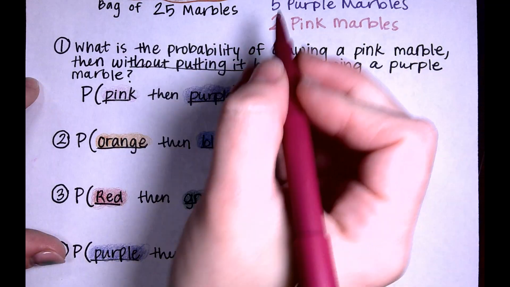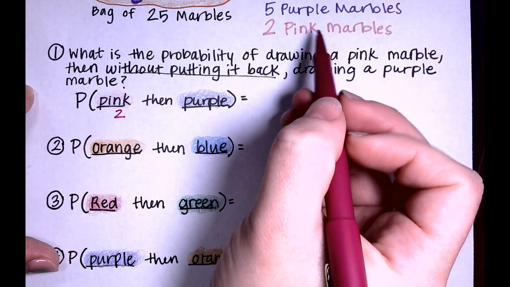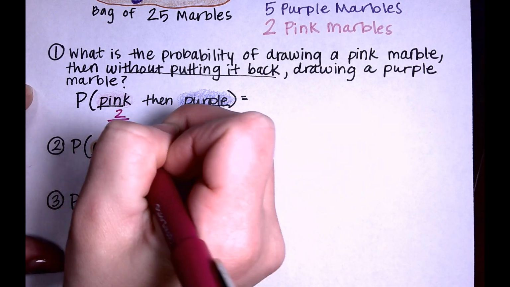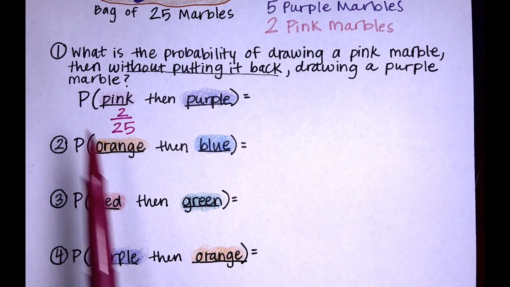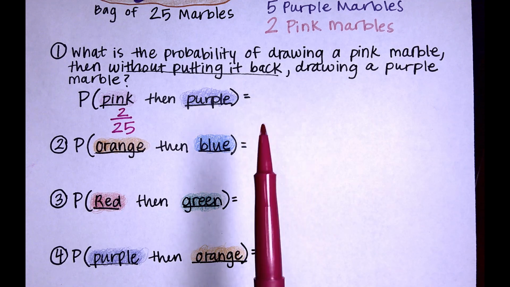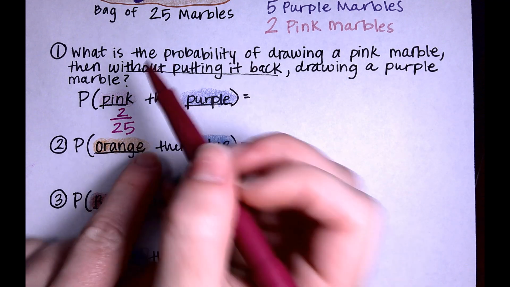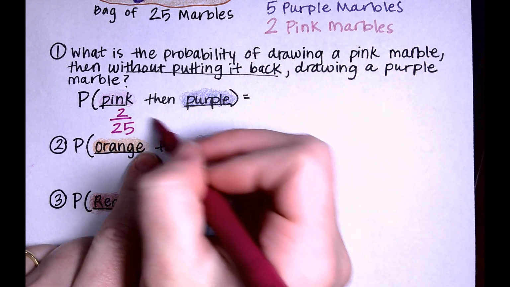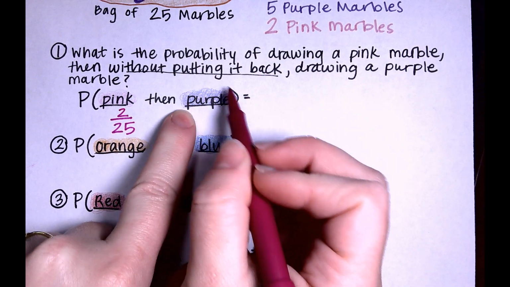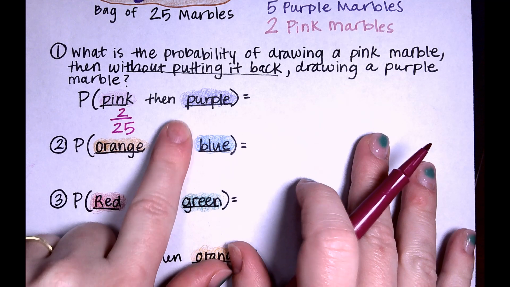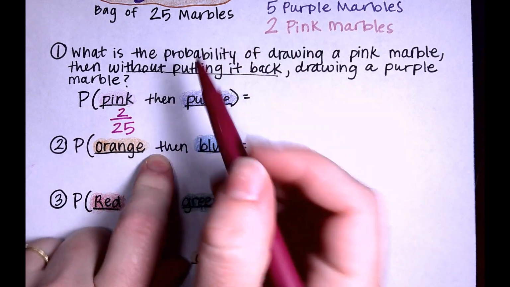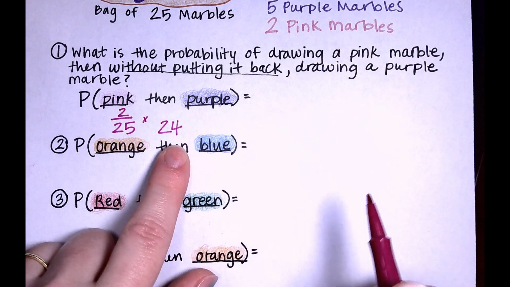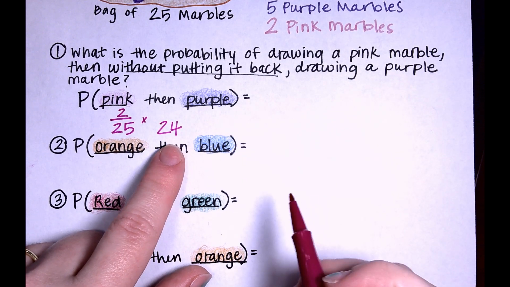2 out of 25. Good. There are 2 pink marbles. There are 25 marbles total. So 2 out of 25. Now here's where it gets different from the other worksheet. We're assuming that we picked a pink marble and we did not put it back. When we find the probability of picking a purple marble, there are no longer 25 in the bag. How many are left? 24. So that becomes our new total on the bottom.